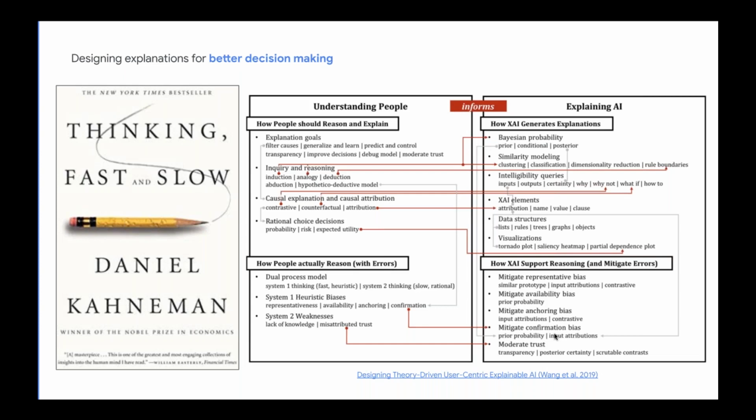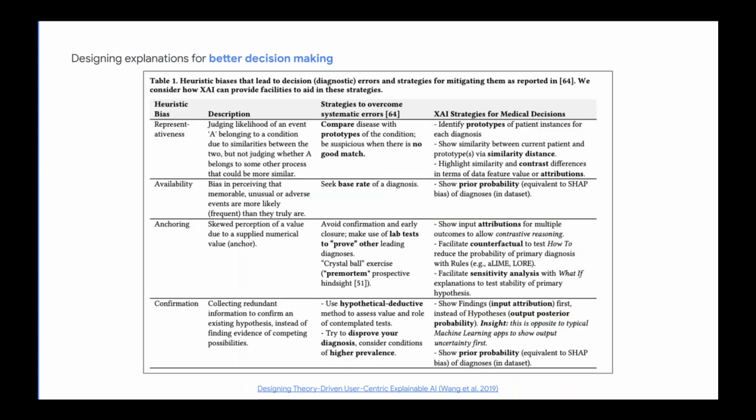So I highly encourage both of these resources. And this is just another screenshot from that paper where they talked about the different types of biases. You know, we have our anchoring bias, our confirmation bias, and then they talk about the strategies that people have for overcoming those biases and what we can do, the XAI strategies for that type of decision making.